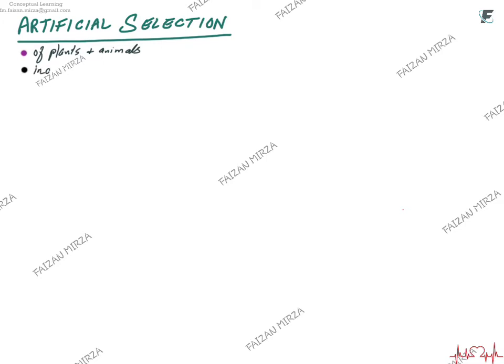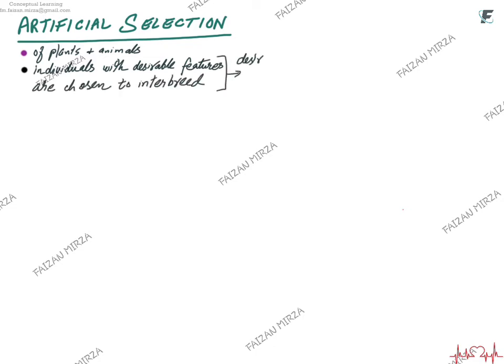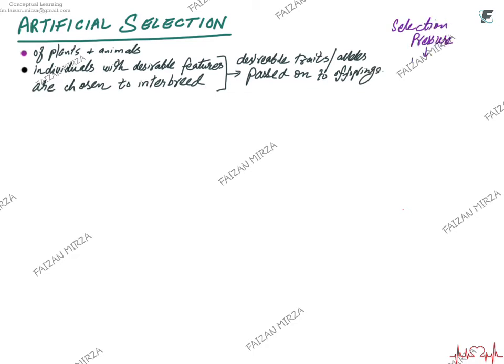So artificial selection of plants and animals has occurred throughout human history, and individuals with desirable features and desirable traits are chosen so that they can be interbred, and the resulting population will have the desired traits. Now, the desired alleles will be passed on to the offspring successfully if this is done effectively. And as I already mentioned, here the selection pressure is being exerted by human beings.